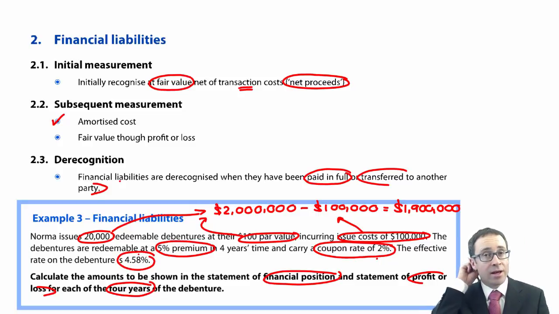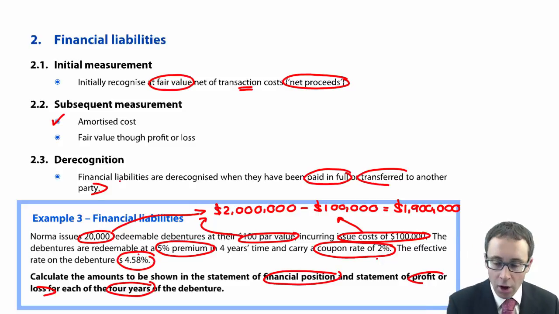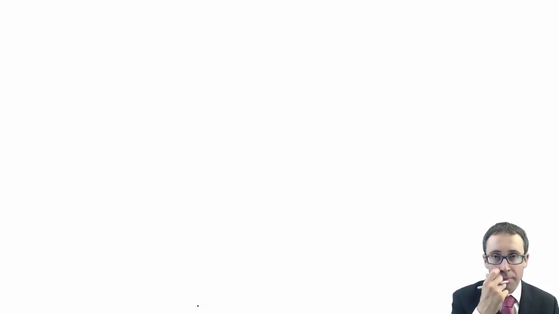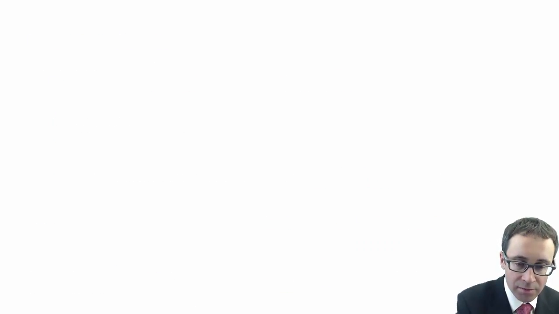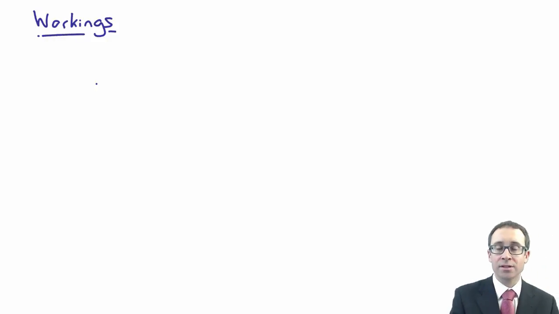Again, you're not going to have to calculate it. It will be given to you within the question. The 4.58% is what we base the interest expense upon, isn't it? What we need to do is plug that into our calculations and our workings to work out what happens each year.